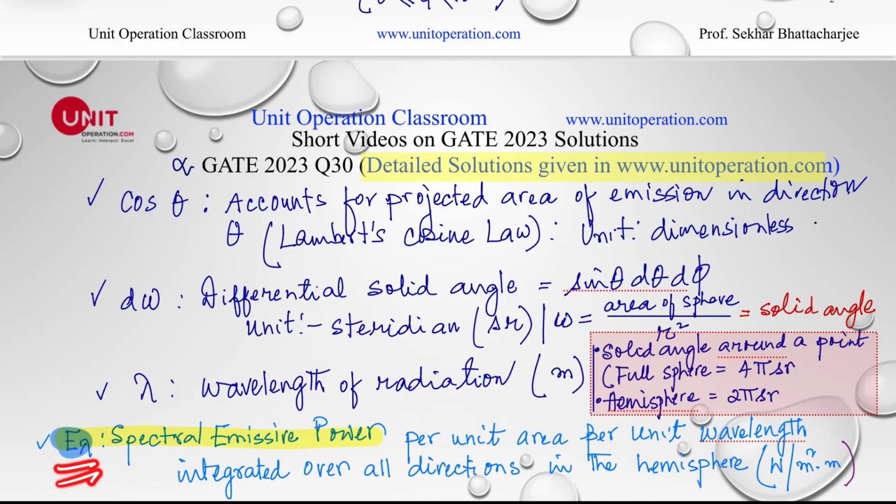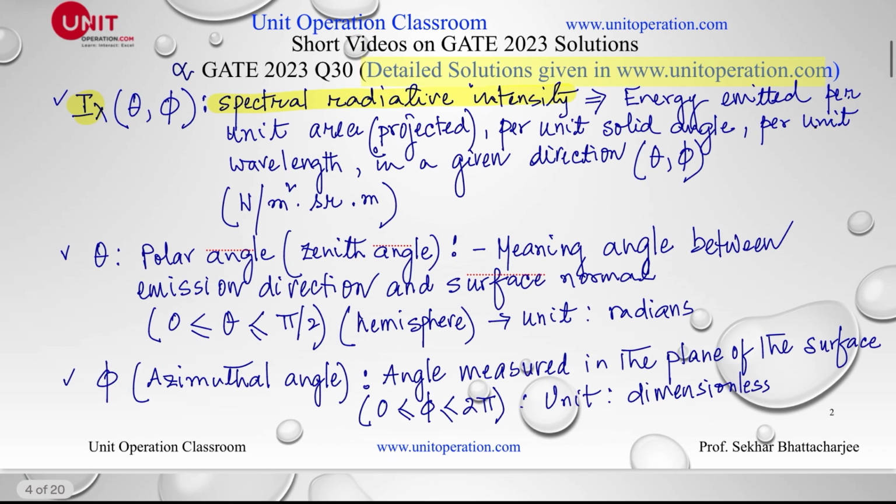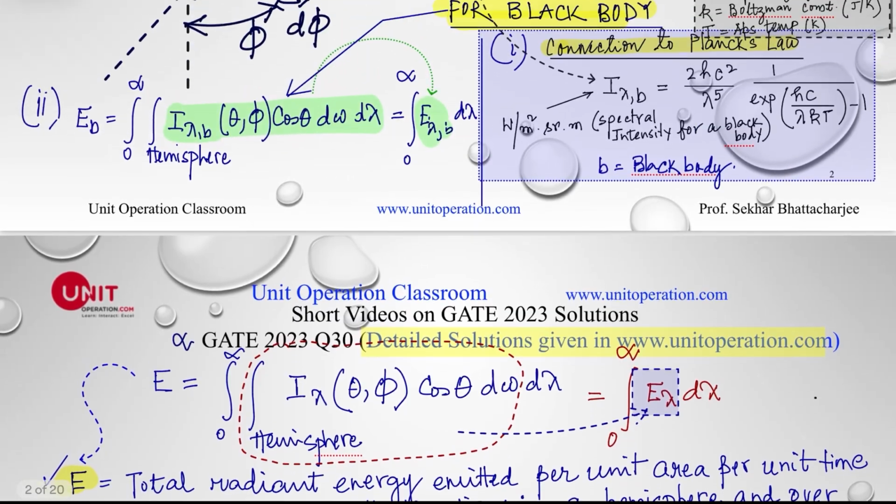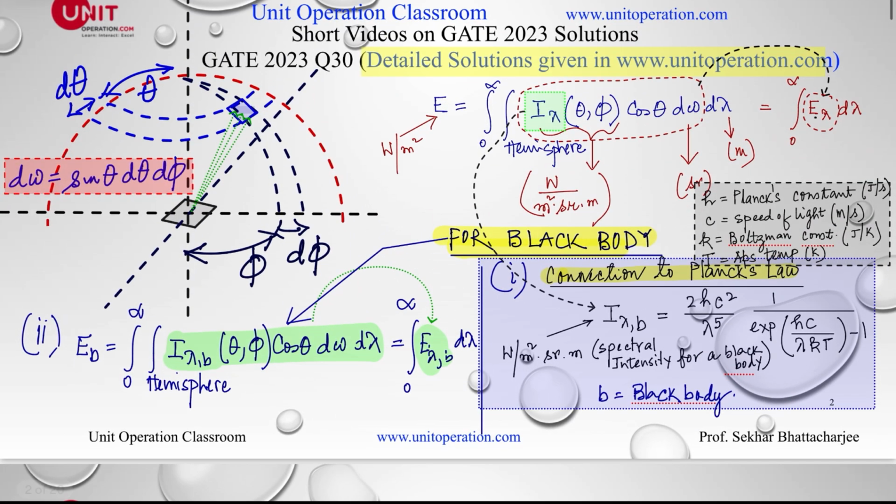So how can we say what E lambda is? This is the spectral emissive power, E lambda, right here in this equation. E lambda is just the integration over the entire sphere for any particular wavelength, lambda to lambda plus d lambda, so that's also in a small range d lambda. So this is my E lambda.